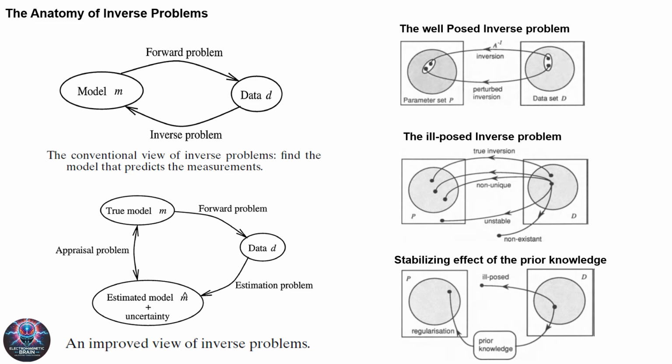For instance, a perturbation in the data can result in a non-unique reconstruction. An unstable reconstruction occurs when the parameters differ significantly, even when the differences in the data are small. Non-existence is a situation where the reconstructed parameters fall outside the range of physically acceptable values. At the bottom, there is also a schematic illustration showing how incorporating prior knowledge stabilizes the inversion of data.